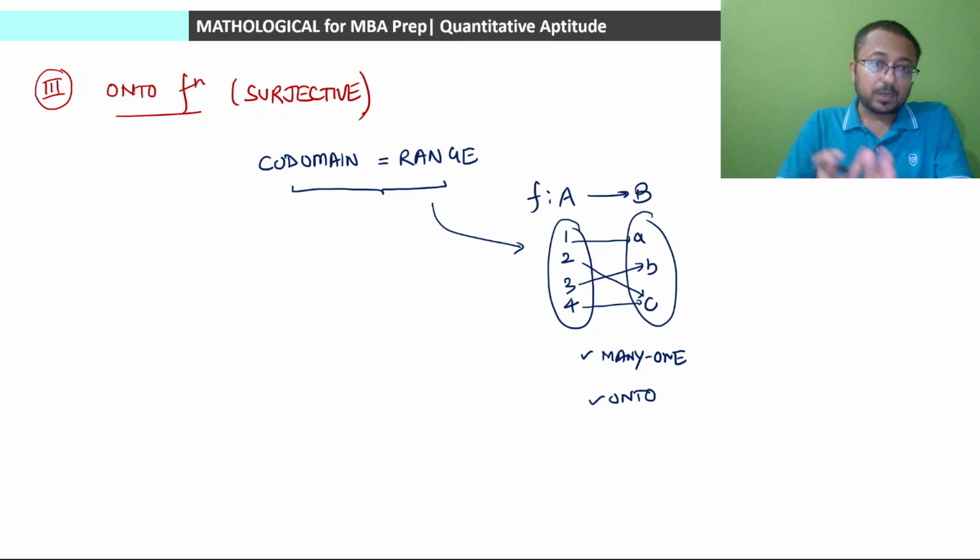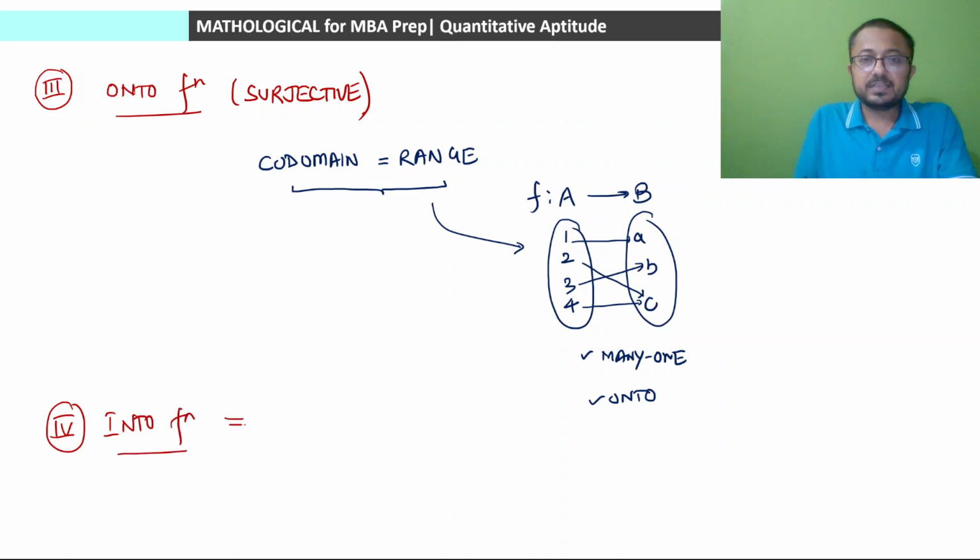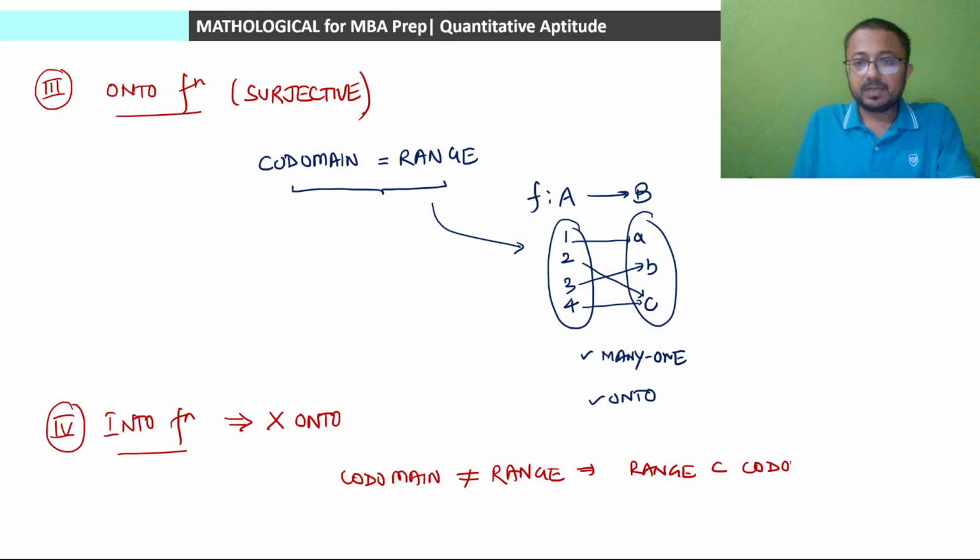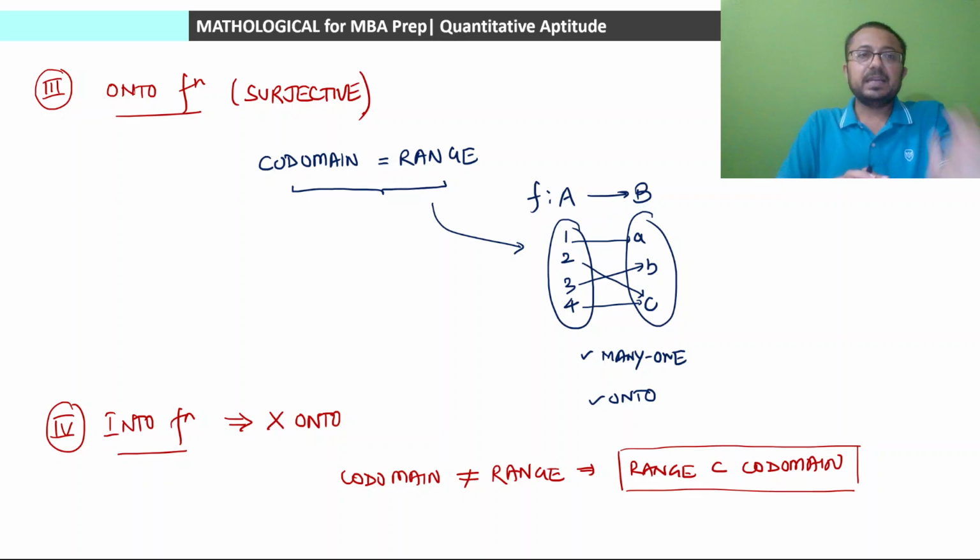And if a function is not an onto function, that is, codomain and range are not equal, then that function is known as an into function. Last case, that is an into function. An into function is that function which is not onto. If not onto, that is, codomain and range are not equal. And if they are not equal, then in all such cases, range is a proper subset of codomain. So if range is a proper subset of codomain, in that case our function is an into function. And if range is an improper subset or basically equal to codomain, in that case our function is an onto function. Are you able to appreciate this?